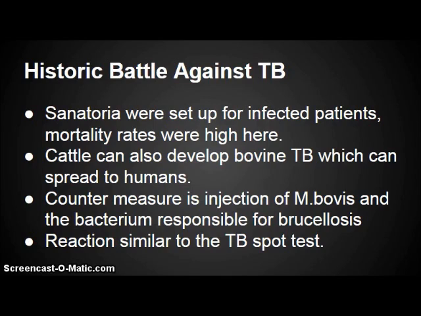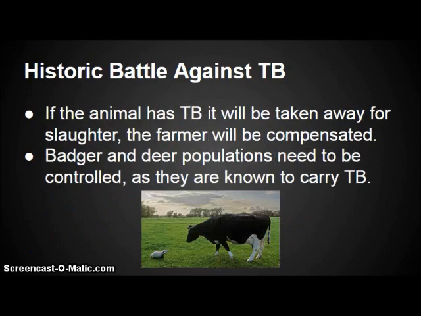One way of curbing the spread of TB from cattle to humans was the introduction of TB testing. This involves injection of dead TB cells into the animal. If a raised lump is found, this indicates the animal may be infected. The animal is then tested to confirm TB. If it is found to have TB, it is then taken to slaughter and the farmer is recompensated for the loss. Badgers and deer can often spread TB to cattle. As a result, badgers are also culled.